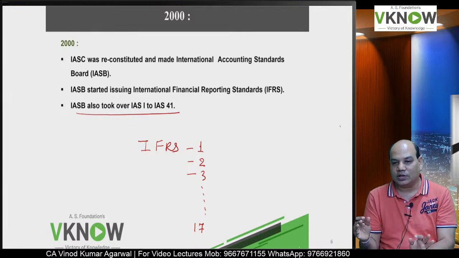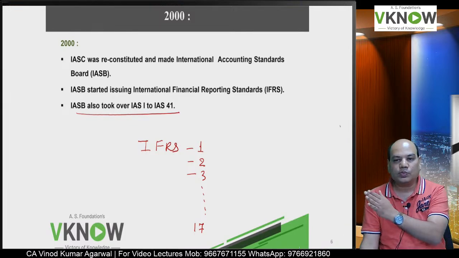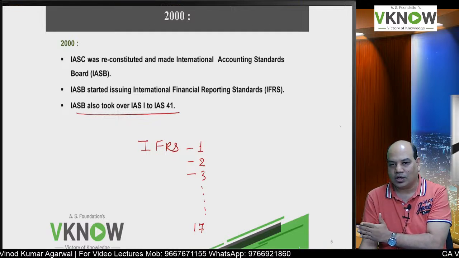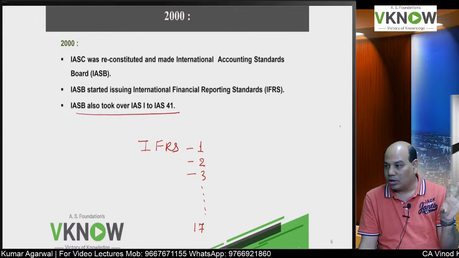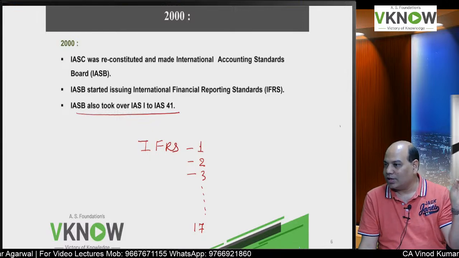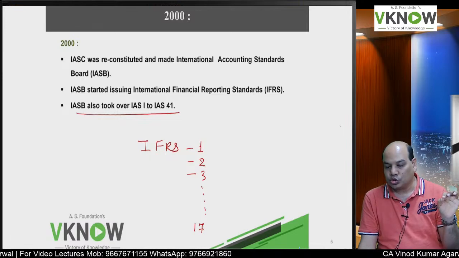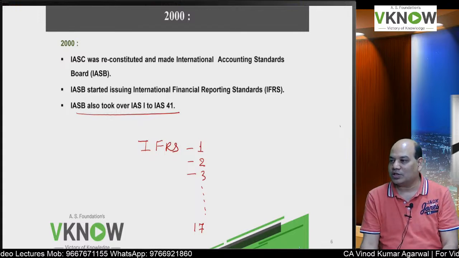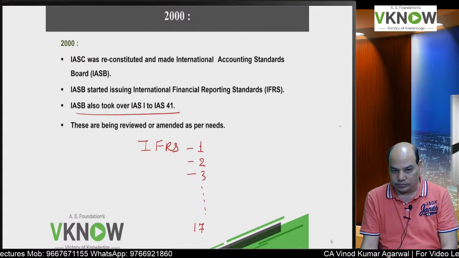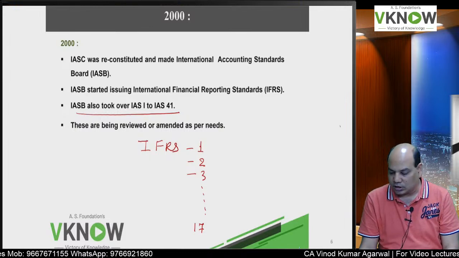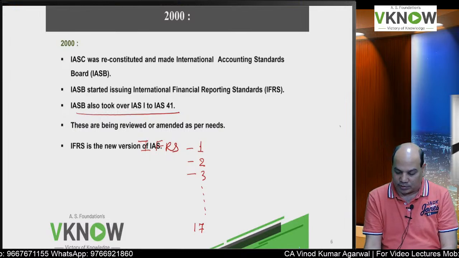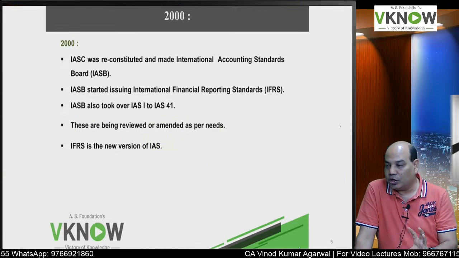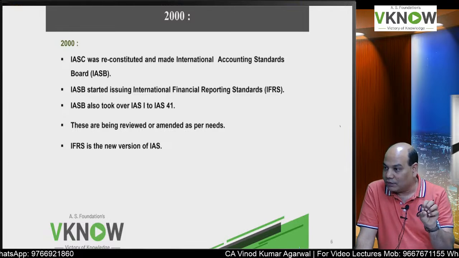So you will find the numbering system is IAS 1, 2, 3, it goes up to 41, but then suddenly it starts from IFRS 1, 2, 3, 4 and up to 17, because IASC issued IAS, IASB is issuing IFRS. Both together is called International Financial Reporting Standard. From time to time the standards are reviewed, amended as per the requirement. So just like our accounting standards get revised, the frequency of revision is even more in IFRS.